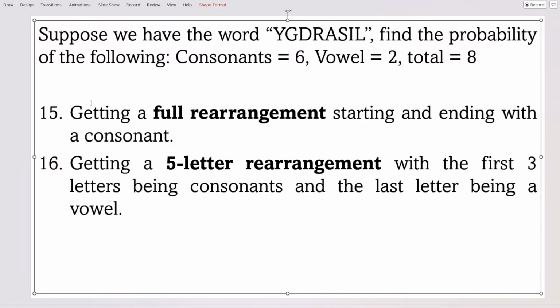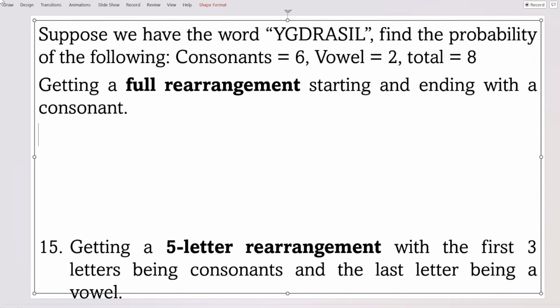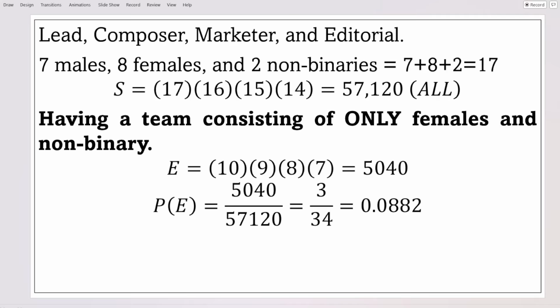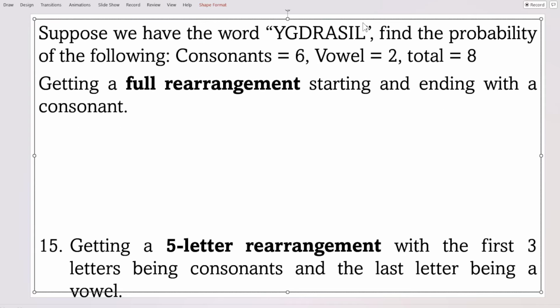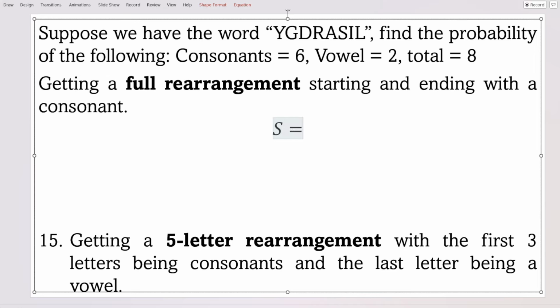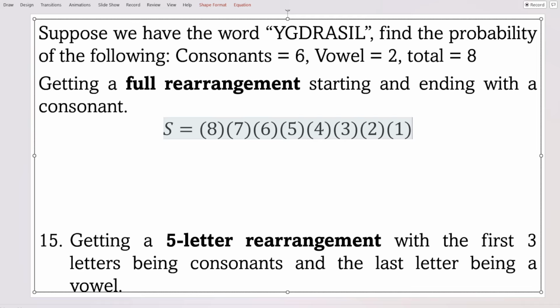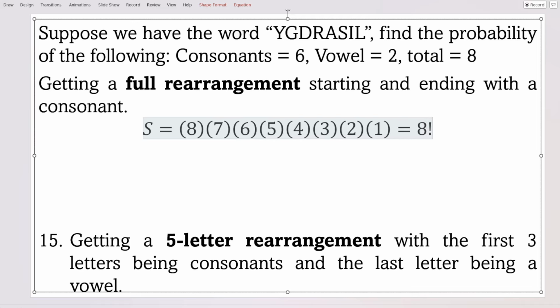Okay, next problem. For the next problem, we are getting a full rearrangement. That means we're going to use all the letters, so it can be a bit long. All the 8 letters: 1, 2, 3, 4, 5, 6, 7, 8. For the first letter, I have 8 choices. For the second letter, 7, 6, 5, 4, 3, 2, 1. If you want to put this in the calculator, you can just put 8 factorial. If you're going to use all of them, just put 8 factorial. It will be the same. So 8 factorial is 40,320.